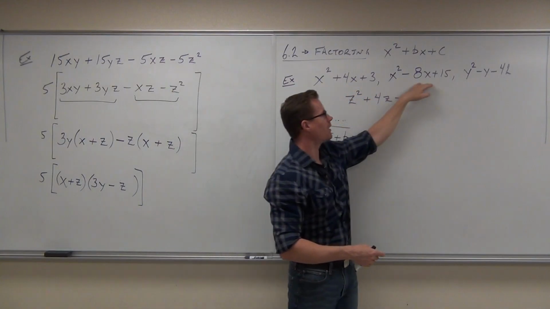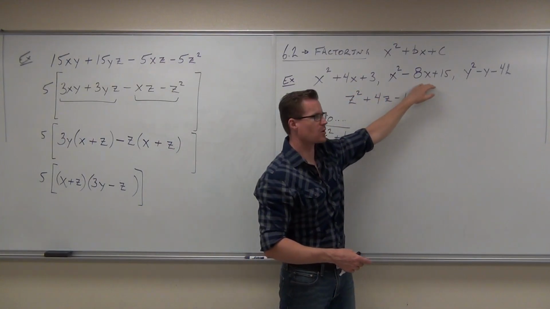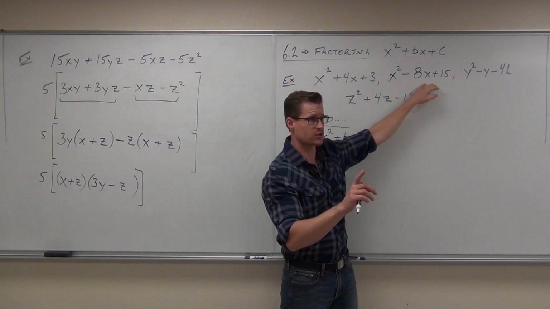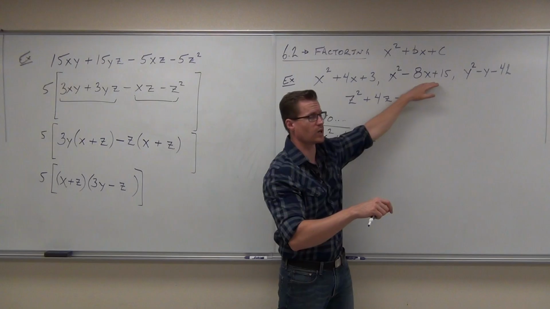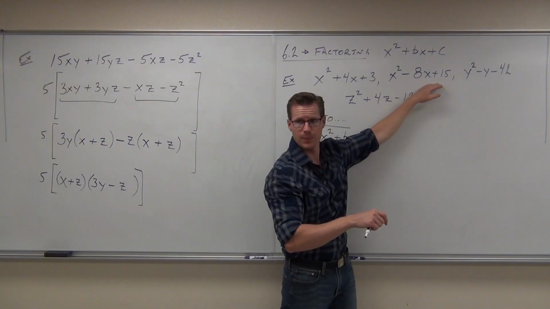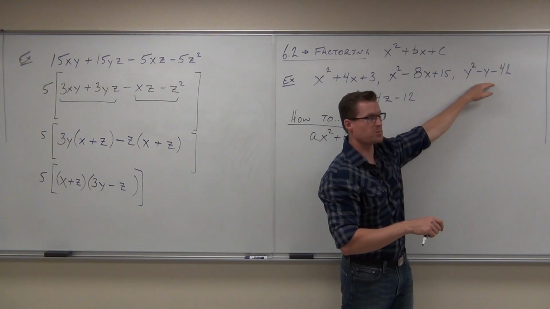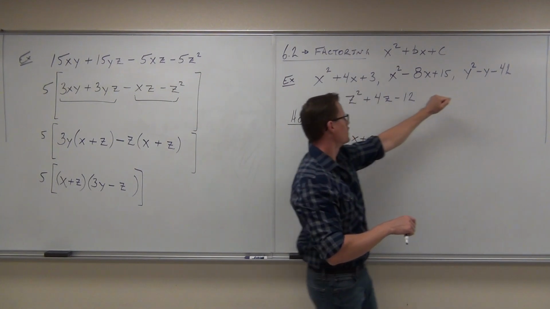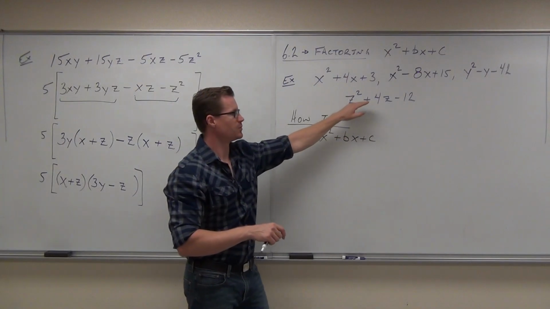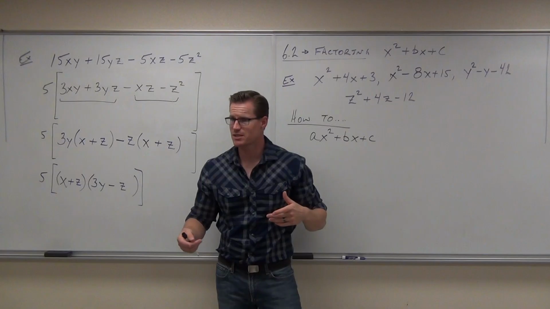How about here? What's our a, please? 1. What is our b? Keep in mind with our coefficients, also our a, b's, and c's, it goes with a sign in front of it. So a is 1, b is what? -8. Good. What's the c? 15. How about here? What's our a? 1. What's our b? -1. Very good. What's our c? -42. A, 1. b, 4. c, -12. Perfect.